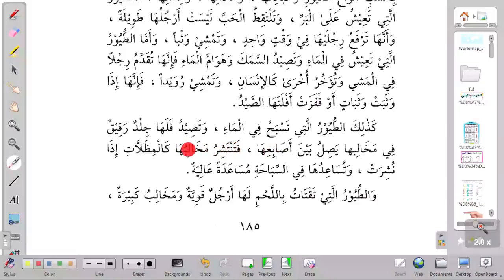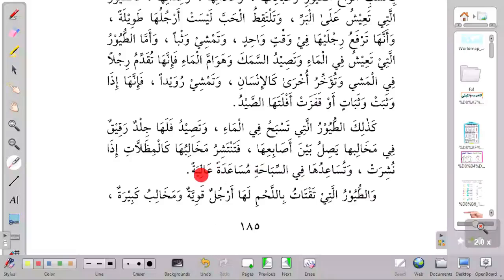فتنتشر مخالبها كالمظلات إذا نشرت, and the claws are spread out like umbrellas when it spreads them. So if you spread its claws, it spreads like an umbrella. That's what he's saying. Al-mizallat is the plural of mazalla, that is the umbrella. Wa tusaiduha fi sibahati musa'adatan aliyatan, and it is a great help in swimming.